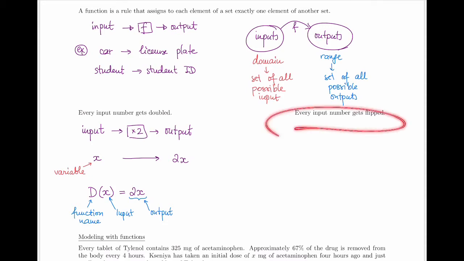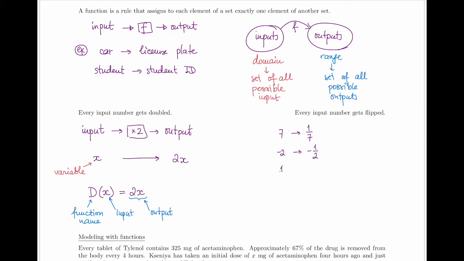Let's try this on another example. Every input number gets flipped. So here, let's start with some numbers. So for example, if I give this function a 7, it will output 1/7. If I give it a -2, it will output -1/2.